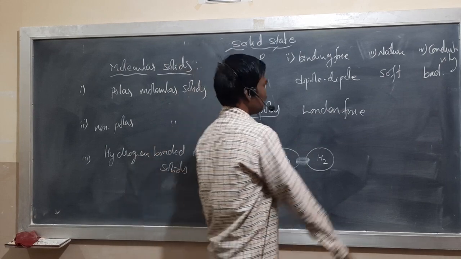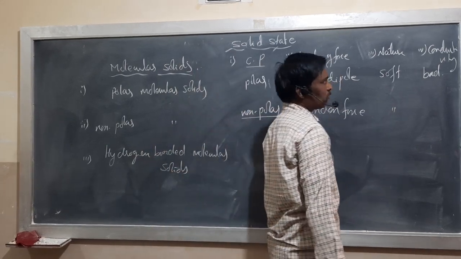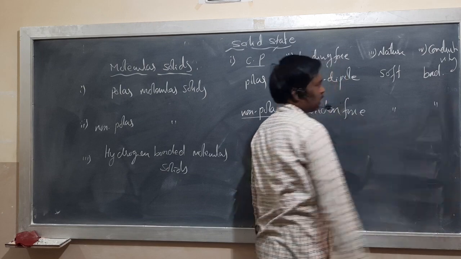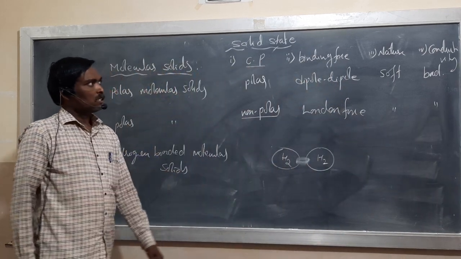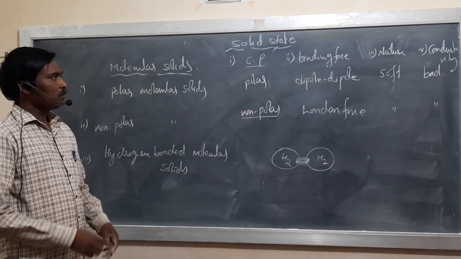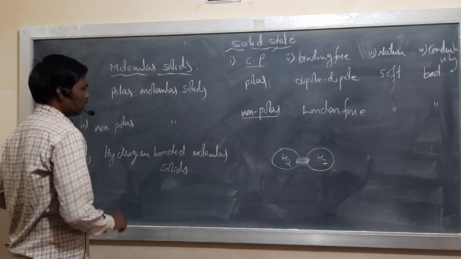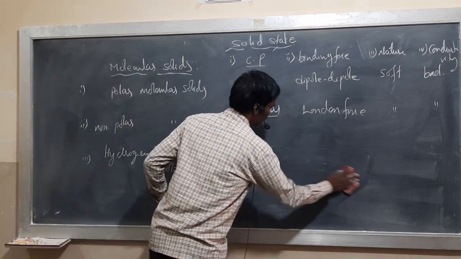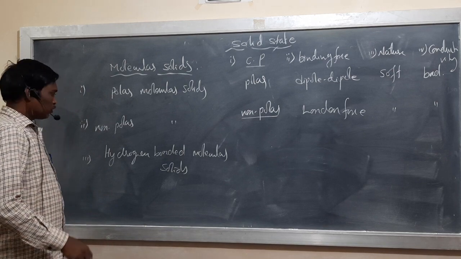And the next one is the nature. These solids are also soft in nature. And for conductivity, these are also bad conductors because there are no free mobile electrons. The next one is the hydrogen bonded molecular solids.